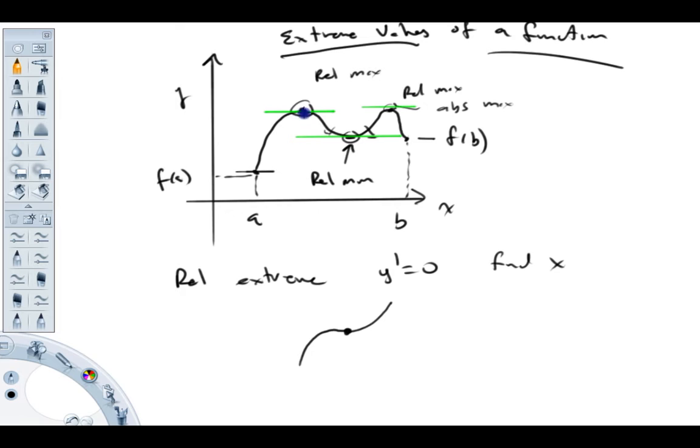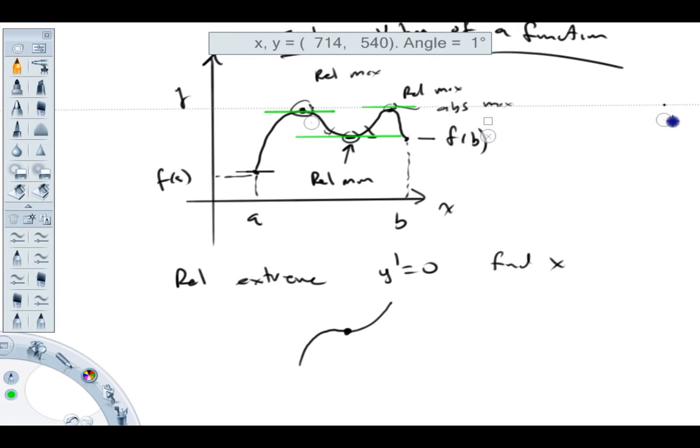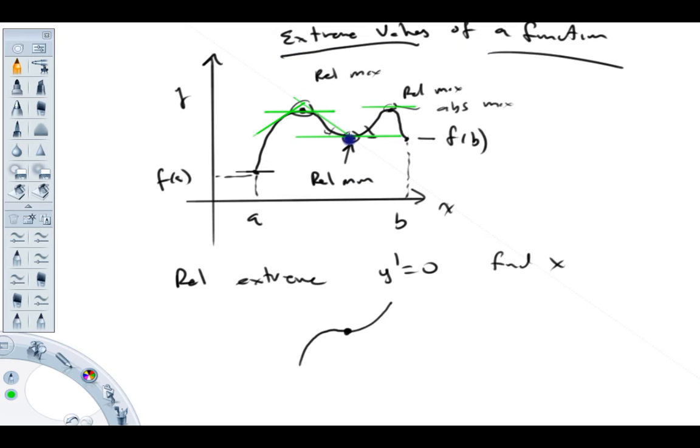If you take a look at what's happening right here, and again, look at the tangent line slopes. The tangent line slope just before is some positive value. The tangent line slope just after is some negative value. Looking something like maybe this.